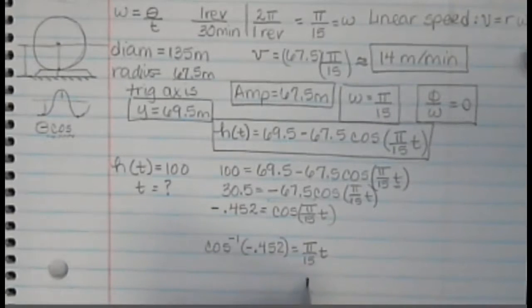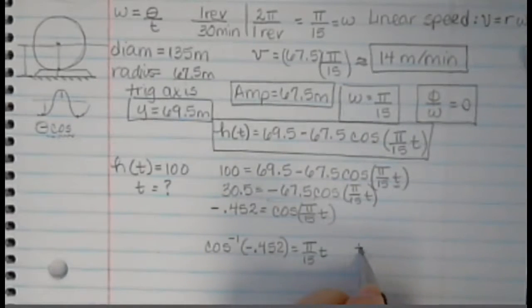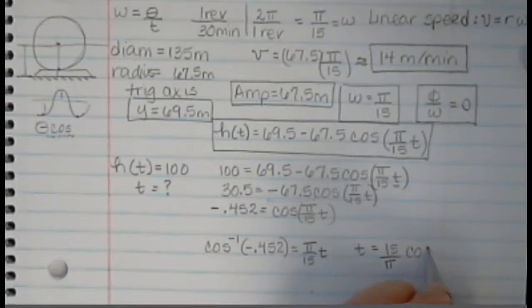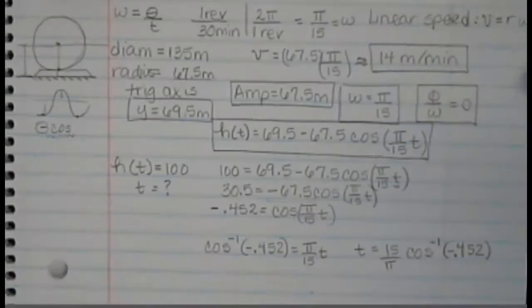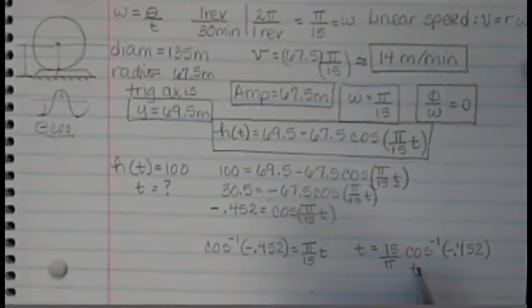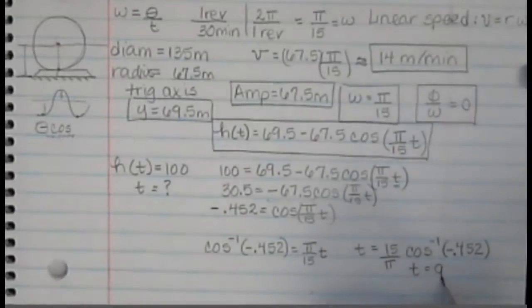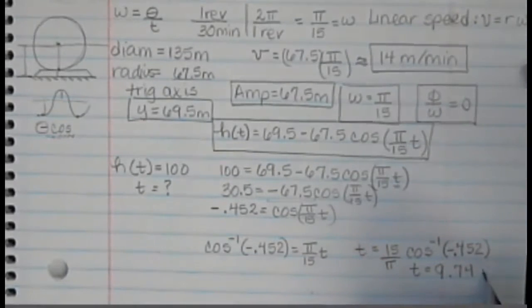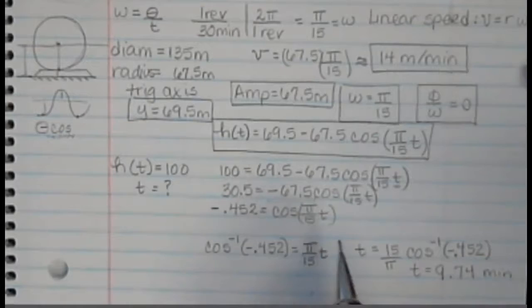Solving for t, I need to multiply by the reciprocal, and I find that t is equal to 15 over pi, the inverse cosine of negative 0.452. And we can stick this in our calculator, and we find that t is equal to 9.74 minutes, because we found our time.